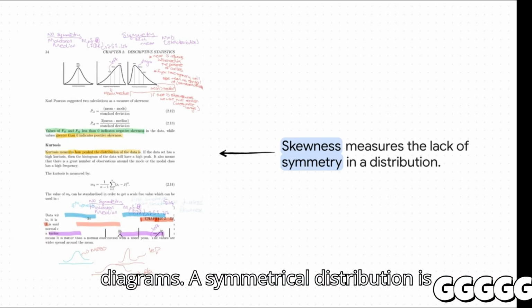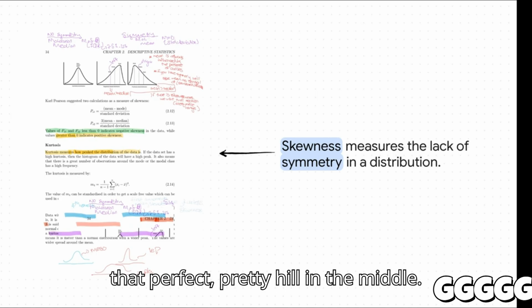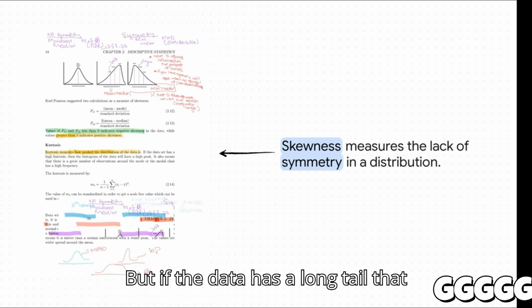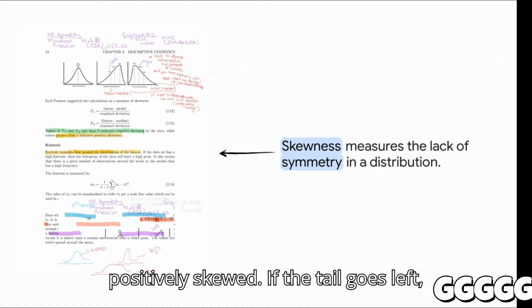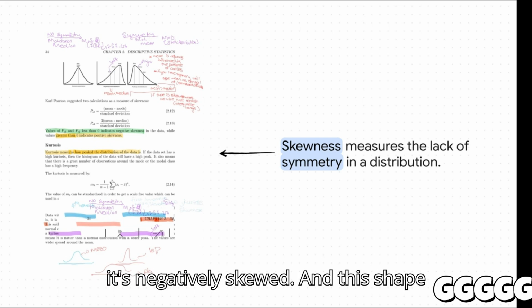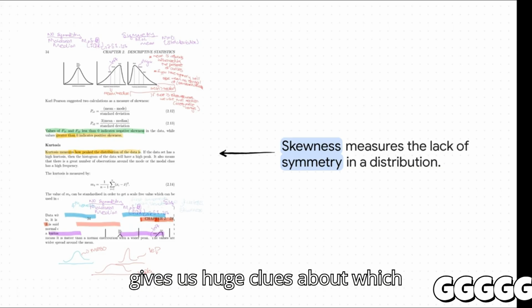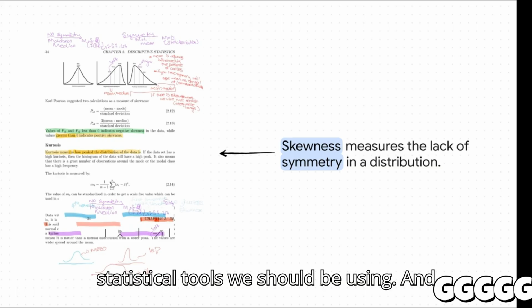A symmetrical distribution is that perfect, pretty hill in the middle. But if the data has a long tail that stretches out to the right, we call that positively skewed. If the tail goes left, it's negatively skewed. And this shape gives us huge clues about which statistical tools we should be using.